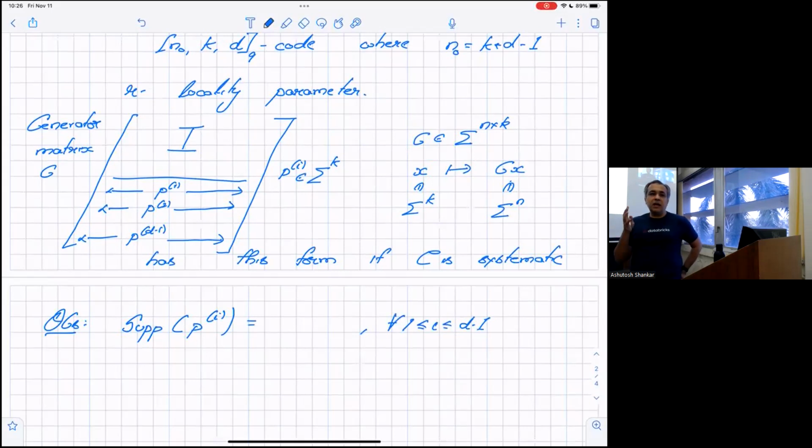This is an MDS code. From any K code word locations, you must be able to recover the message completely. Suppose it drops one particular message symbol. Let's take the other K minus 1 message symbol locations in the code word, corresponding to not this one, and this particular thing. This is K code word symbols. From this, can you recover the missing symbol?